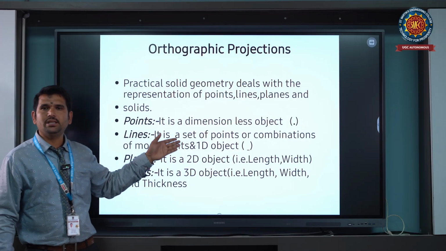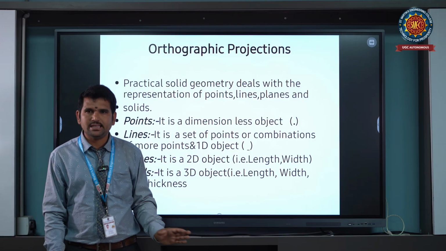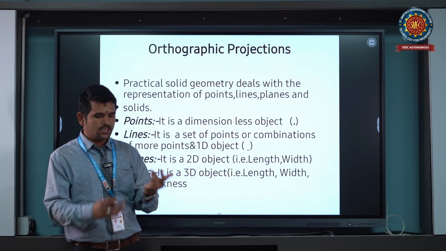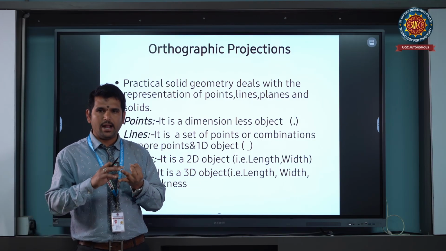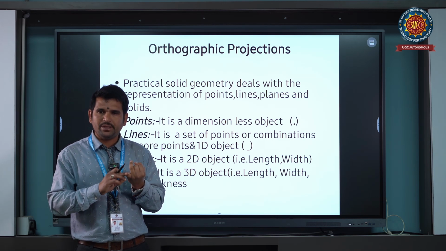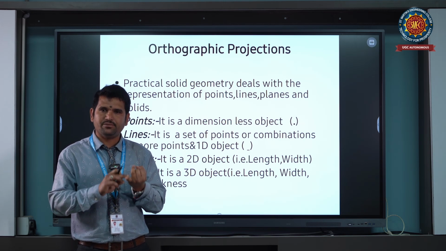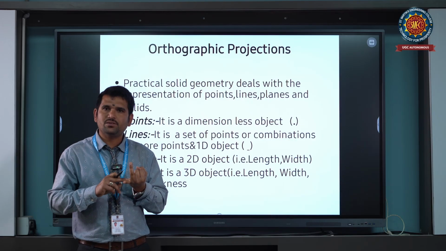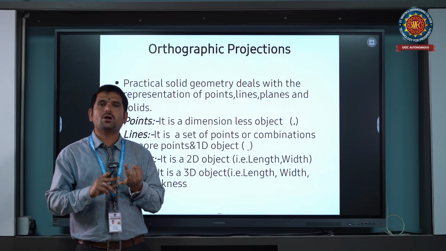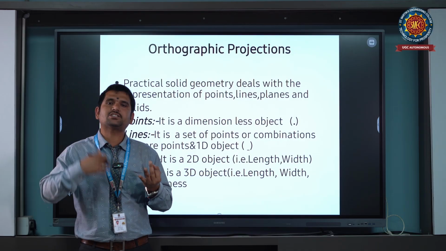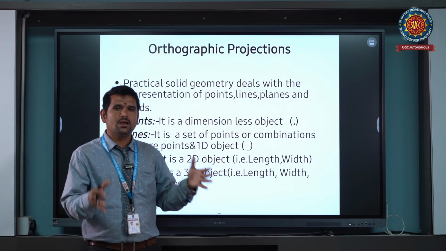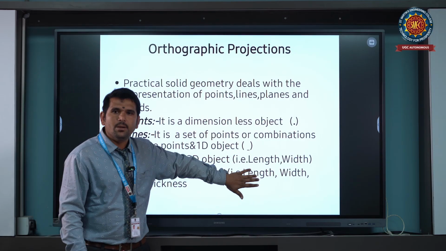And next, coming to the solids. A solid is a three-dimensional object. So now the point is there and the line is there. A combination of points is a line, and a combination of lines is a plane. Now a combination of planes is a solid. So all of these come under orthographic projections.